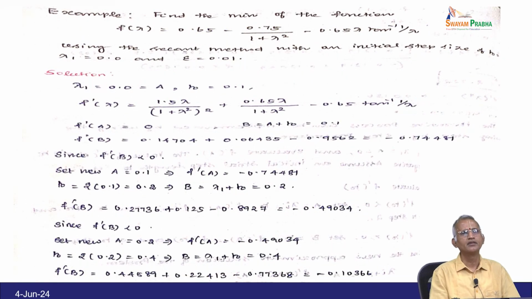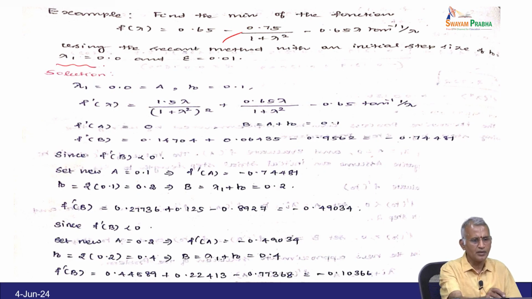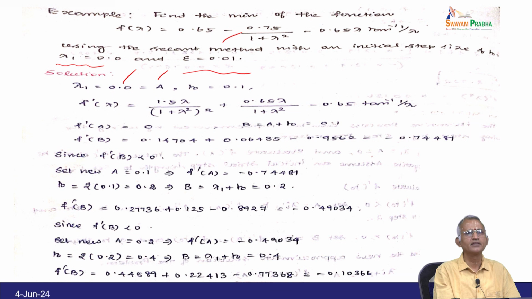Now we have an example. Find the minimum of the function f of lambda equal to 0.65 minus 0.75 by 1 plus lambda square minus 0.65 lambda into tan inverse of 1 by lambda, using the secant method, with an initial step size t naught and lambda 1 equal to 0 and epsilon equal to 0.01. Now we have a solution: lambda equal to 0, which is equal to A, and step size is t naught equal to 0.1.